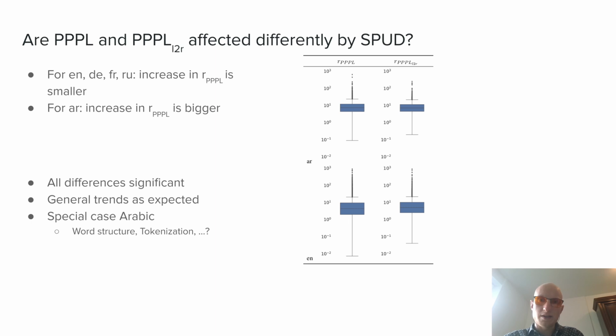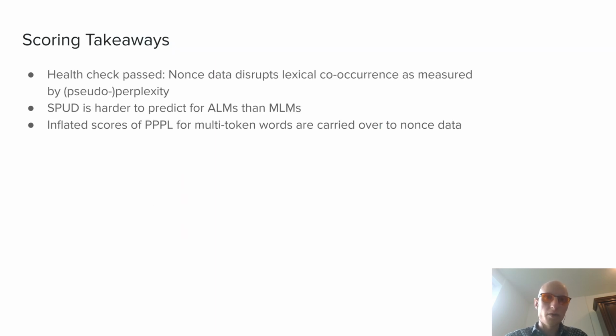The interesting case of Arabic could be due to a number of reasons such as writing direction or word structure and tokenization. Summing up this experiment, we've seen that first of all, the health check for SPUD is passed. The nonce data disrupts lexical co-occurrence as measured by perplexity and related scores. We have also seen some non-trivial differences between the behavior of autoregressive and masked language models on nonce data.